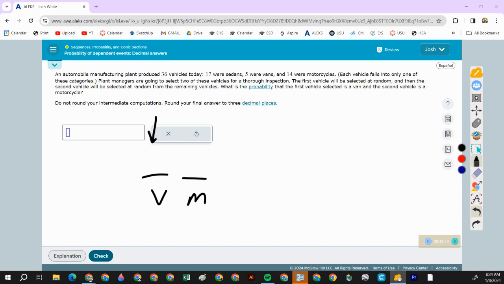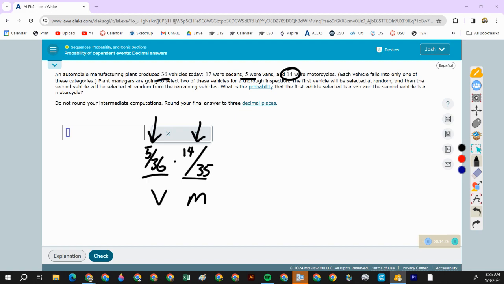So, what is the probability of getting a van? That would be 5 out of 36. Okay. When we draw a second time, are we going to put that van back in the hat? No. Okay. So what is the chance that this is a motorcycle? Well, there are 14 motorcycles. And how many are there to choose from? 35. Good. So we would multiply that together.